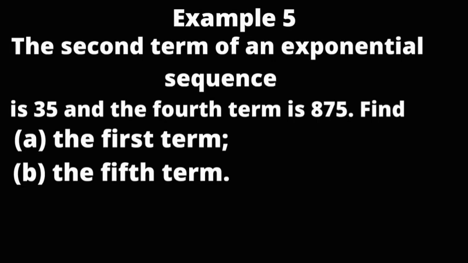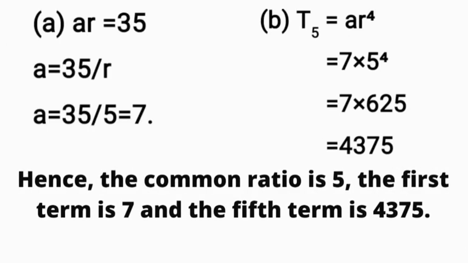To calculate the first term and the fifth term, recall that the common ratio r is equal to 5. Making a the subject of the formula, you have 35 divided by r, which is 35 over 5, and that gives us 7. The second part of the question is to calculate the fifth term. The fifth term is equal to ar raised to power 4. By substituting the value of a and r into that formula, we have 4,375.